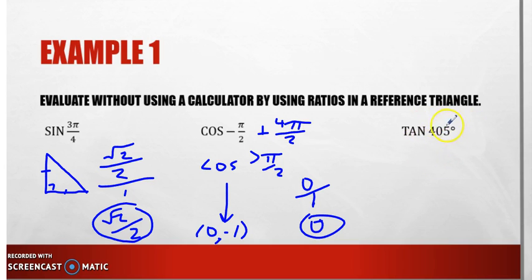And then here's another one where our angle is again outside of the standard 0 to 360 or 0 to 2 pi values. So I'm going to find the coterminal angle again. Instead of adding a number, this time I'm going to subtract because this one's too big. The last one was too small, so I had to add 2 pi. This one's too big, so I'm going to subtract 360 degrees. So we're actually going to be evaluating tangent of 45 degrees.